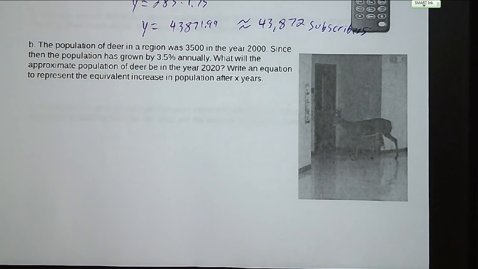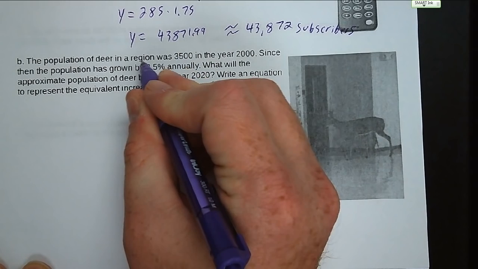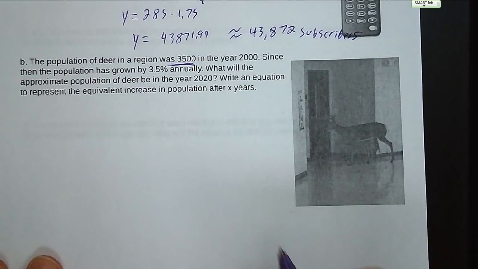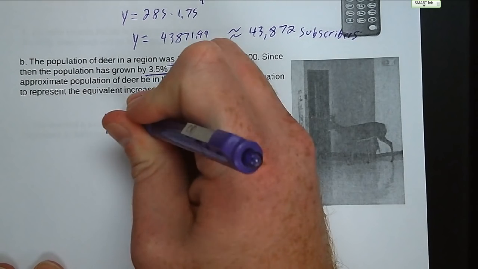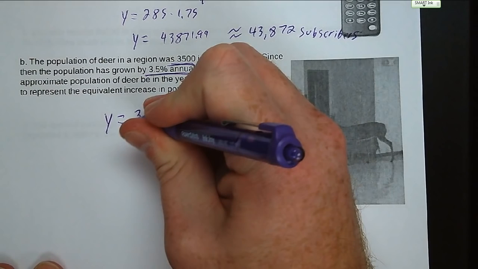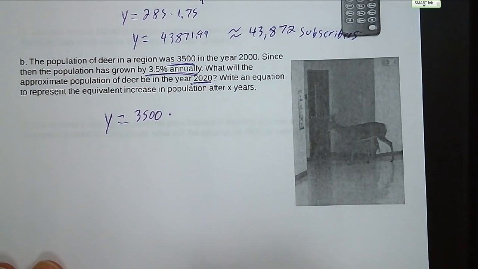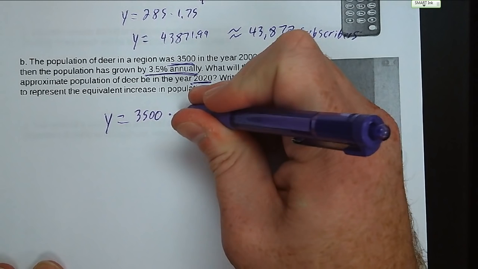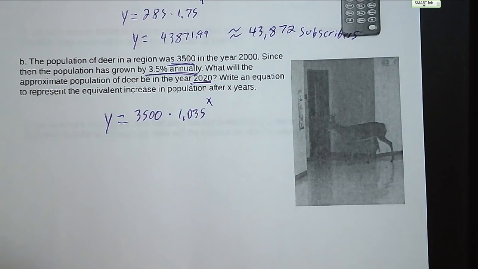The population of deer in a region was 3,500 in the year 2000. So that sounds like a starting amount. Since then, the population has grown by 3.5% annually every year. What will the approximate deer population be in 2020? Write an equation to represent the increase after x years. So again, y is equal to our starting amount, 3,500, times our growth factor, which is 1 plus 3.5%, or 1.035, and that's to the x power.